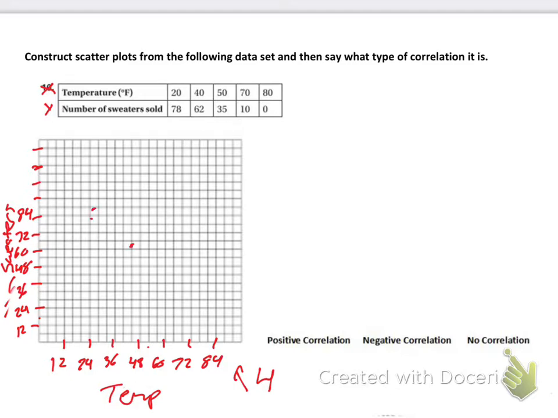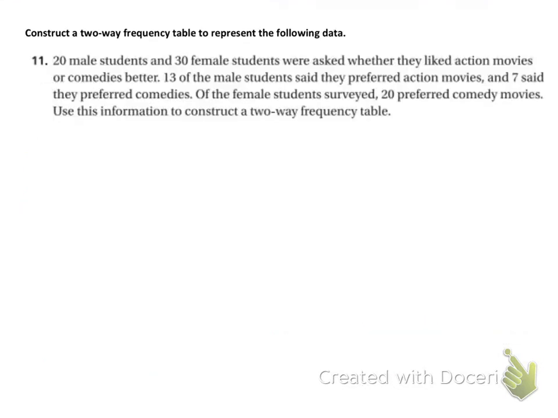And then your points should be something along the lines of something like that, with a trend line going down. So you're going to have a negative correlation. All right, two-way frequency table.